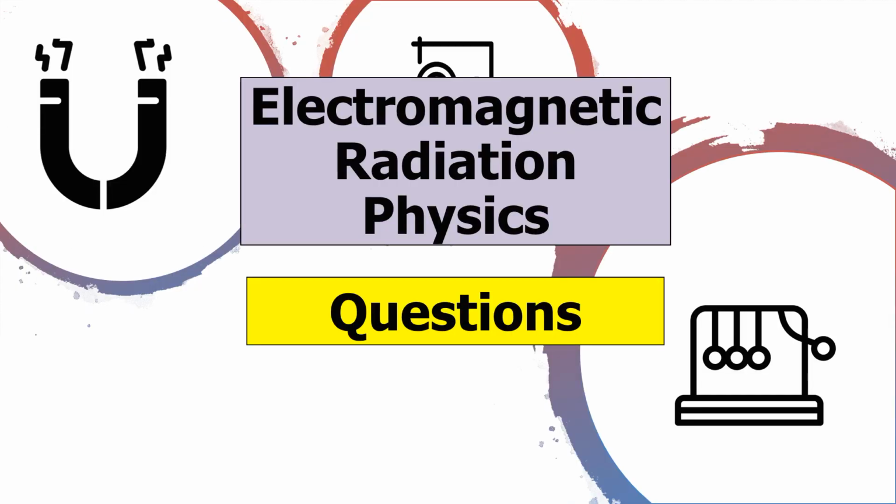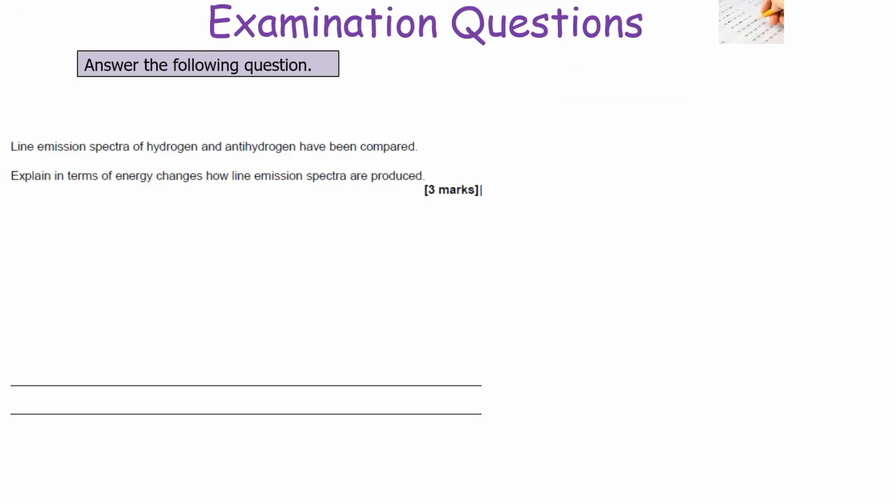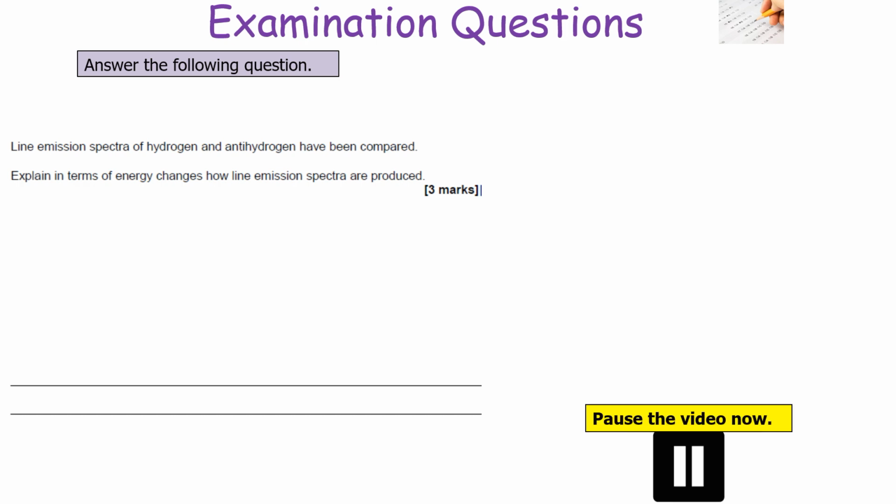So let's have a look now at a few longer questions. So the question says here, line emission spectra of hydrogen and antihydrogen have been compared. Explain in terms of energy changes how the line emission spectra are produced. So pause the video now, then unpause the video when you want to go through your answer.